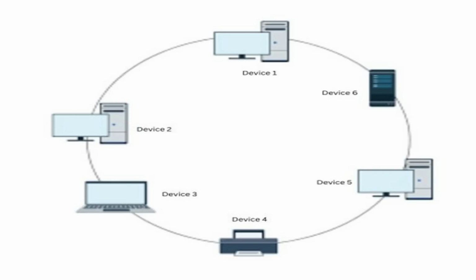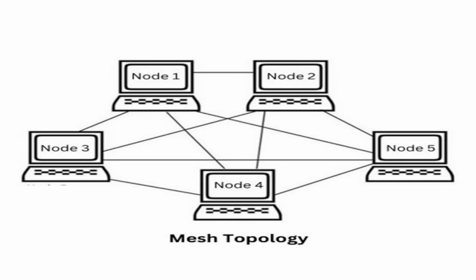It gives even data distribution, each device gets an equal opportunity for transmission, and it is simple and predictable. The disadvantage is that a break in the ring can disrupt the network, and adding or removing a device can be complex. The mesh topology is like a web of connections, where devices are connected to every other device.